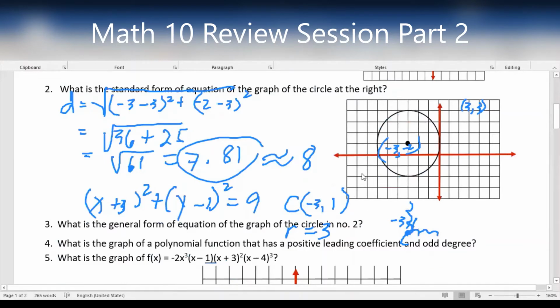Now, using the same given, what is the general form of the equation above? 1 minute. What is the equation in general form? A while ago in number 2, that's the standard form. Now, how do you change that to general form? Please write your answer. You can make this one as your basis. We already have the standard form. All you have to do is to write it in general form.